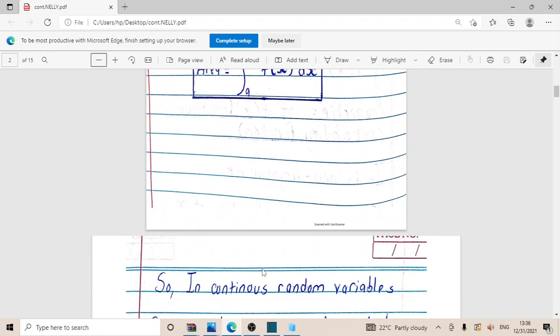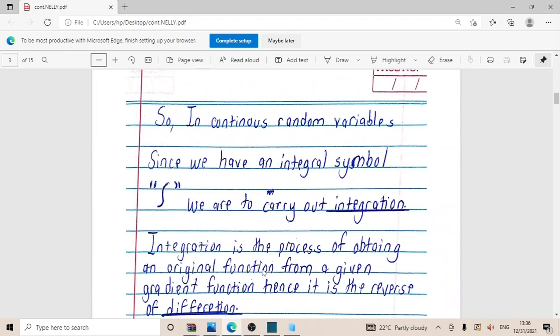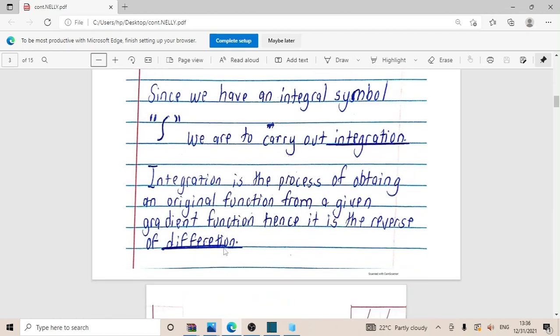So moving on. In continuous random variables, since we have an integral sign, we are to carry out integration. Whenever you see this sign here, it is for integration. So what is integration? Integration is the process of obtaining an original function from a given gradient function. Hence it is the reverse of differentiation.